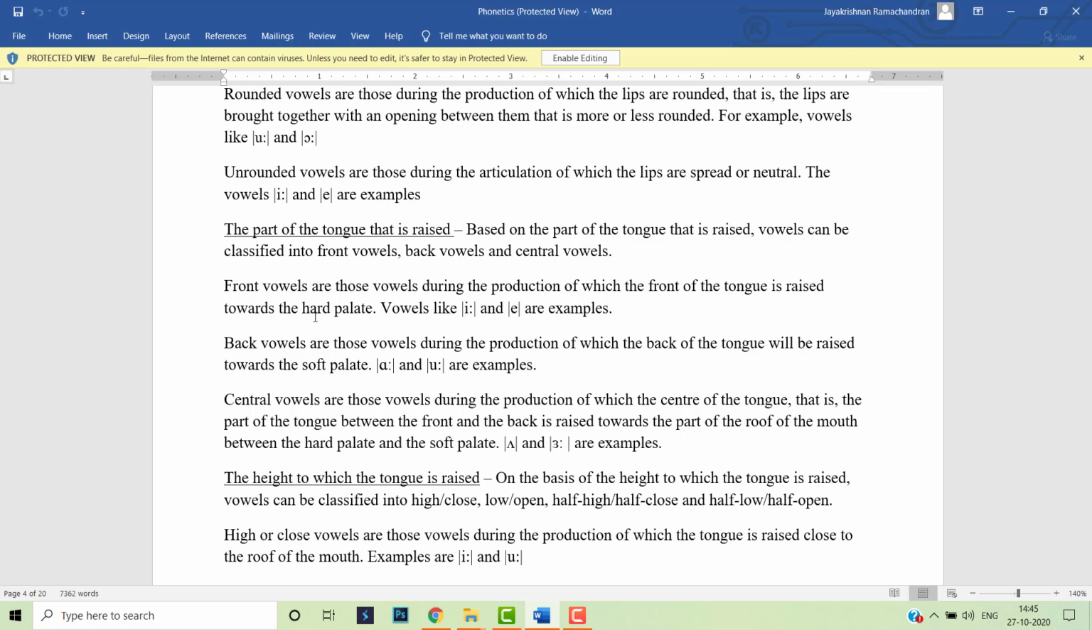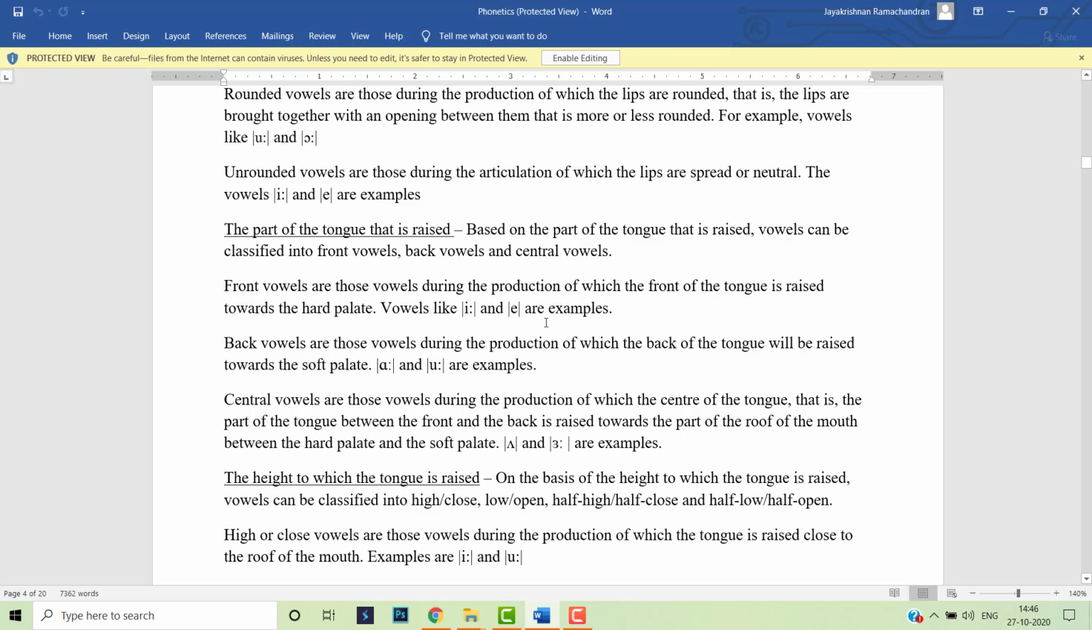So based on the part of the tongue that is raised, vowels can be classified into front vowels, back vowels and central vowels. Now front vowels are those vowels during the production of which the front of the tongue is raised towards the hard palate. Nammal paranju, if the front of the tongue is raised towards the hard palate, those vowels are known as front vowels. Now രണ്ട് examples ഞാൻ ഇവിടെ തന്നിട്ടുണ്ട്.